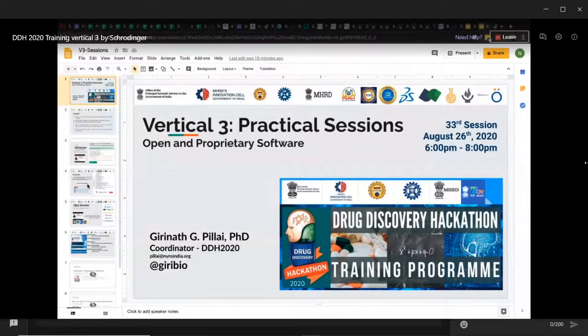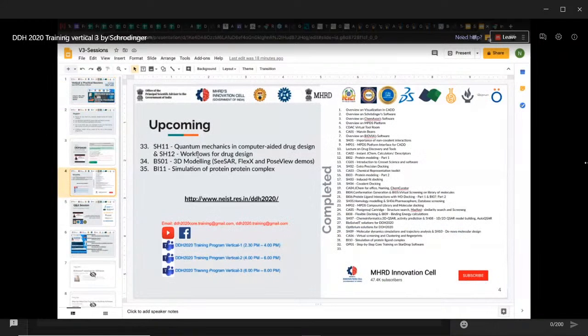So today we have two sessions. First one will be on quantum mechanics in computer-aided drug design by Sudarshan, and workflows for drug design by Vinod. So the first session will be taken care of by Sudarshan. Over to you, Sudarshan, without much delay.